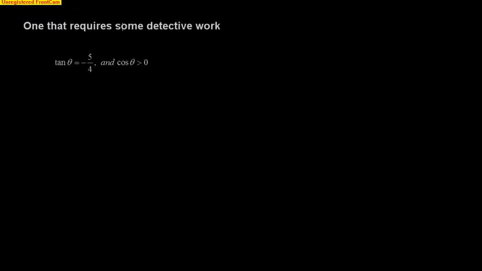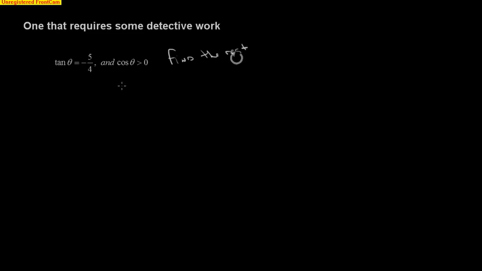So let's take a look at one problem here that we have to think through. I got one here that requires some detective work. So take a look at what we got. We got tangent of theta is -5/4, and cosine is greater than 0. The directions could say find all the other trig functions, or find just sine, something like that. Let's just say we're going to find all of them, the rest.